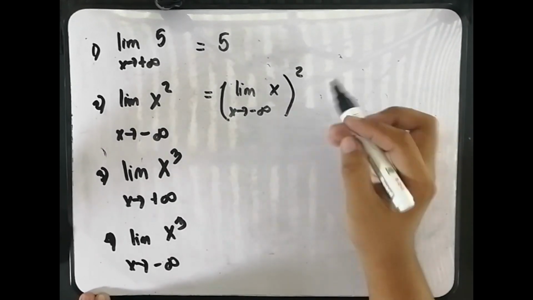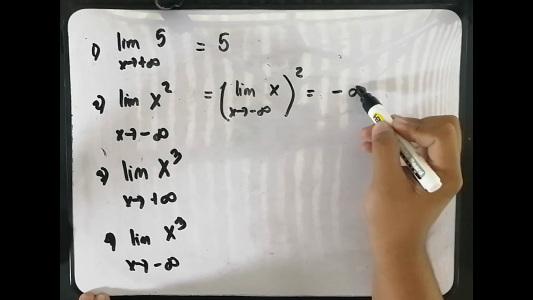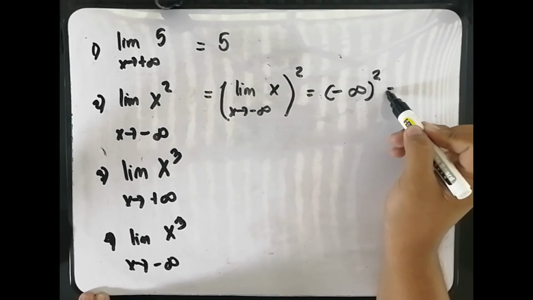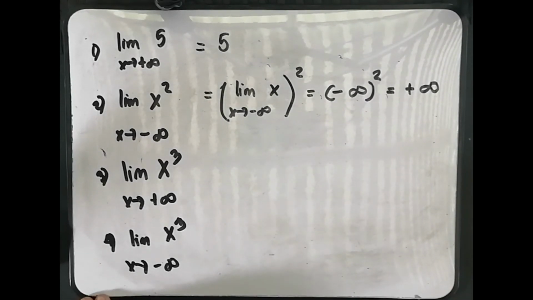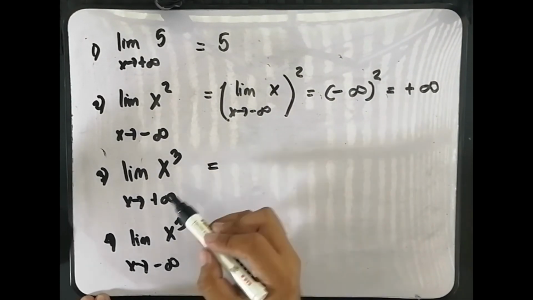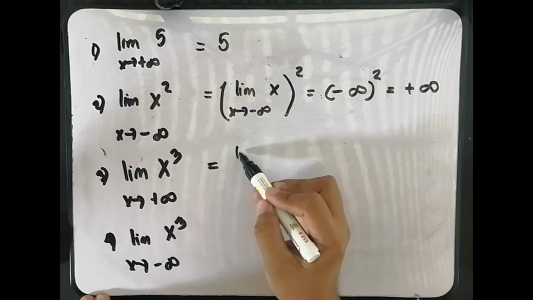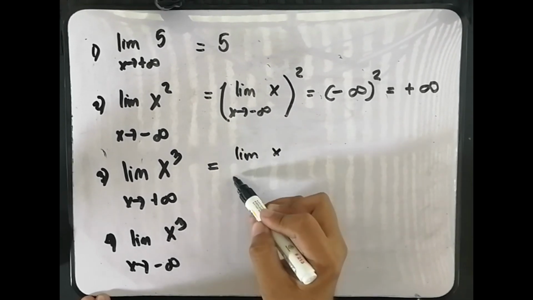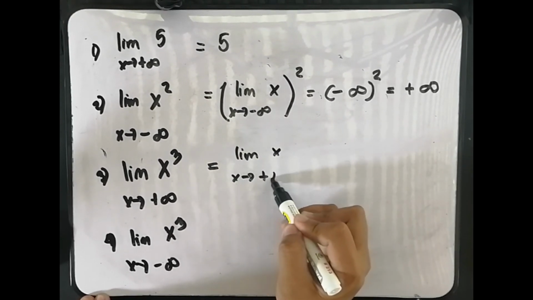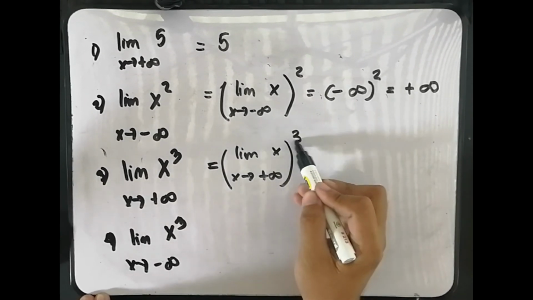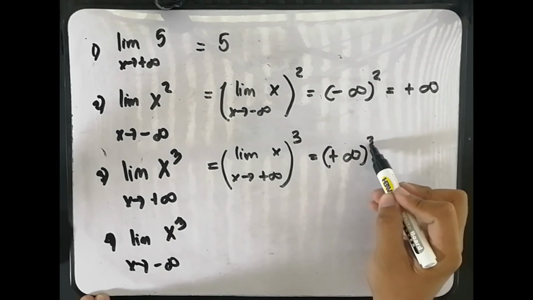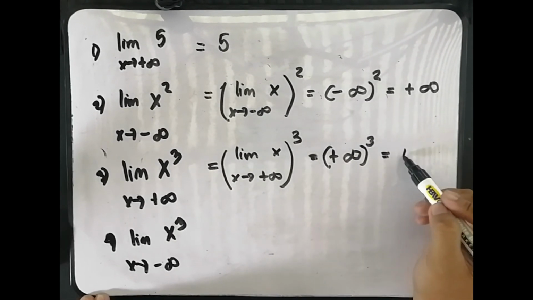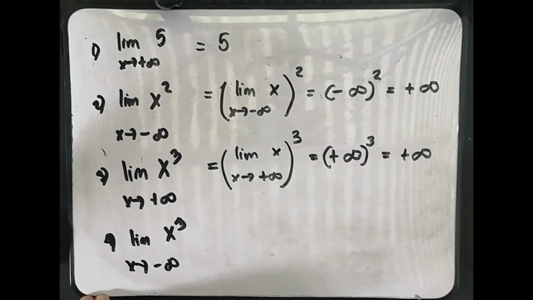Pero ano ba yung limit na to? Diba this is just equal to negative infinity? And if we square that, that is actually equal to positive infinity. For number 3, okay, so ganun din, ilalabas lang natin yung cube. So we have the limit of x as x approaches positive infinity cubed. Pero ano nga ba ito? This is positive infinity. And kapag kinube natin yan, that is just equal to positive infinity.